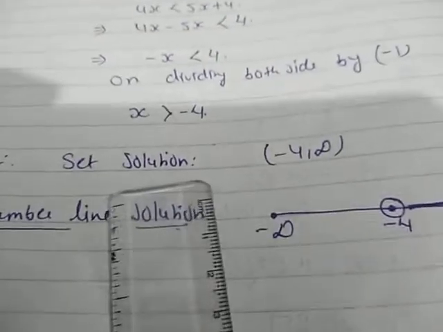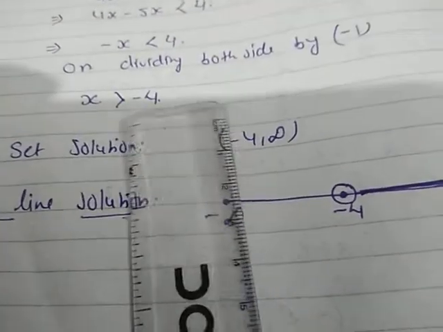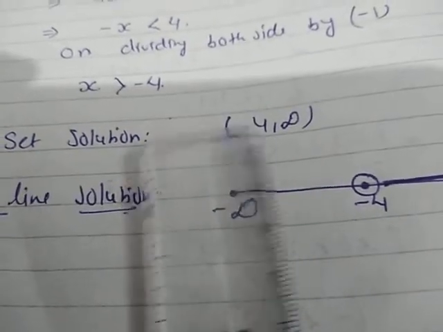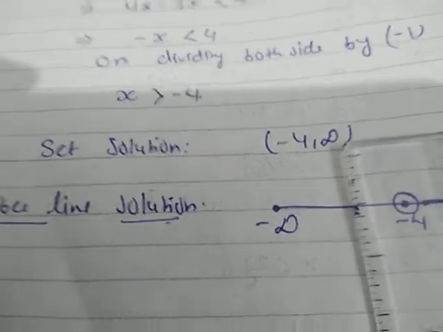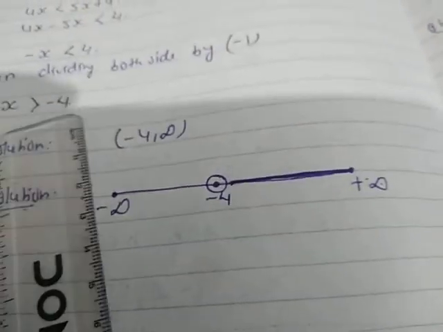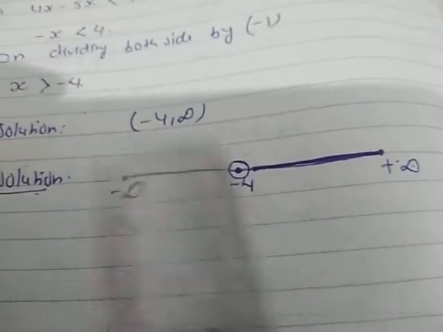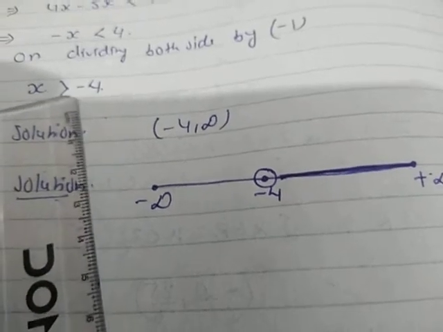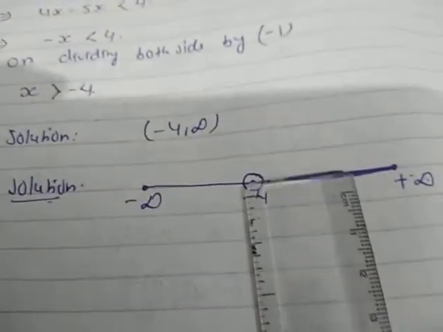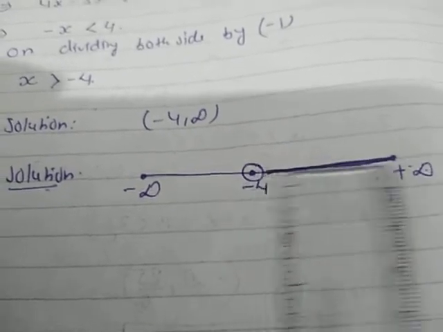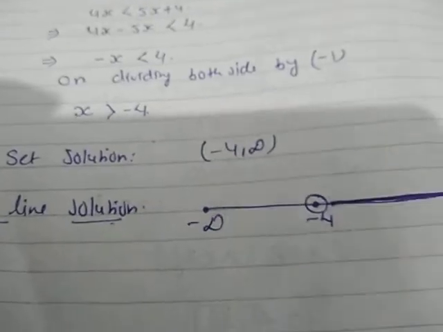Now the set solution is x is greater than minus 4. This is strict inequality, open bracket, minus 4 comma infinity. And the number line solution: this is minus infinity to plus infinity, minus 4 is there, and the minus 4 point is unshaded because it is strict inequality, not equal to. And the rest after that, minus 4 to infinity, all parts are shaded here. So this is your number line solution and this is your set solution.